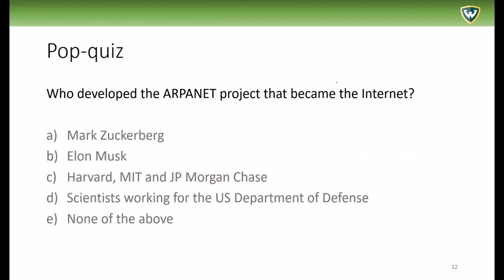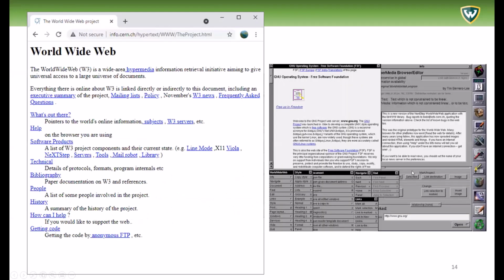Pop quiz. Who developed the ARPANET project that became the internet? Mark Zuckerberg, Elon Musk, Harvard, MIT, and JP Morgan Chase. Scientists working for the US Department of Defense, none of the above. As we kind of just mentioned, the answer here is D, right? Scientists working for the US Department of Defense.